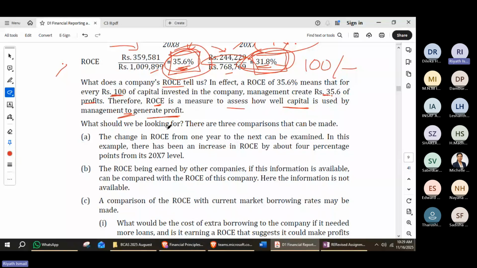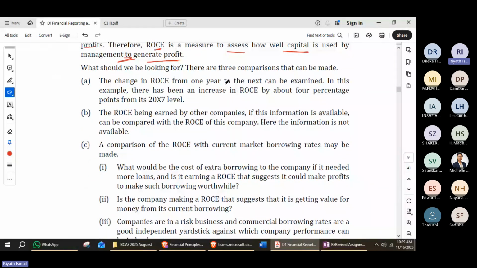So what should we be looking for? Just looking at these figures, you can't come to a conclusion. You have to look at some other aspects as well. What are we looking for? There are three comparisons that can be made when we look at ROCE. The first: the change in ROCE from one year to the next can be examined. In this example, there has been an increase in ROCE of about 4%, right?